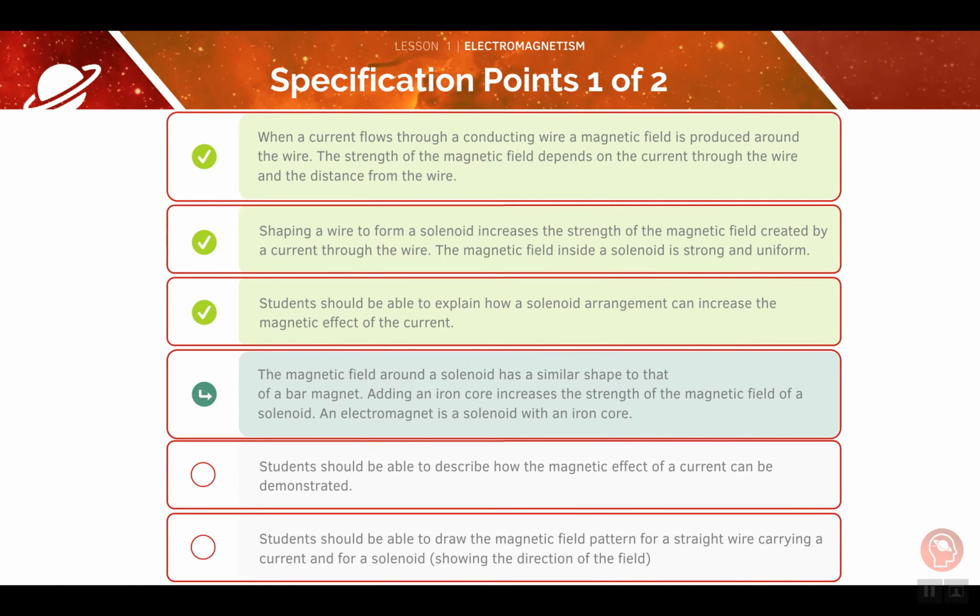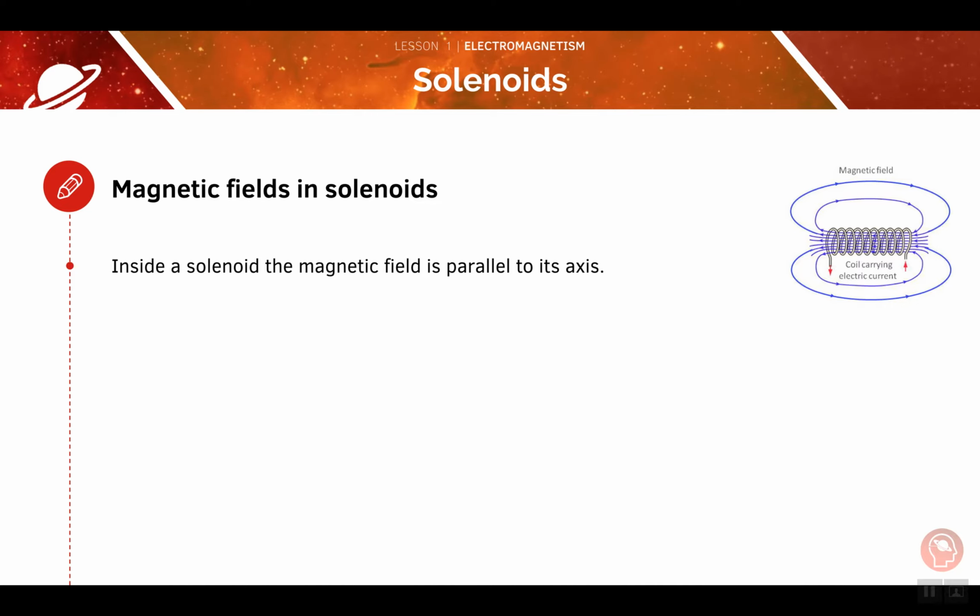Now we will cover the magnetic field of a solenoid. We've discussed that the magnetic field of a solenoid is parallel to the solenoid's axis, facing one direction. Outside the solenoid, we can see a very similar pattern to that of a bar magnet.